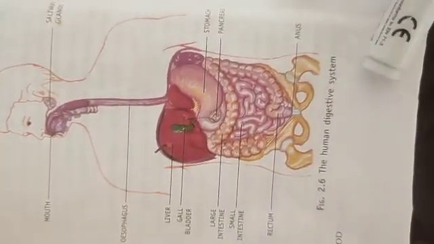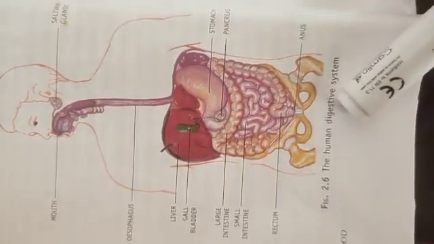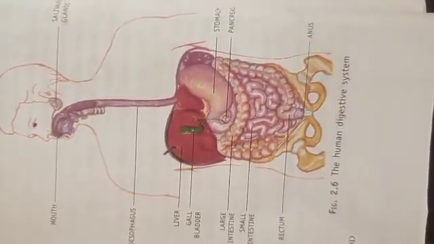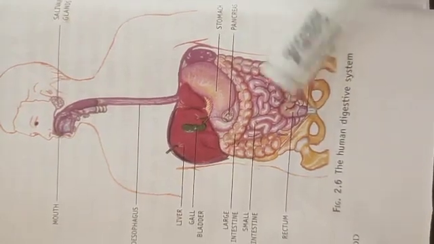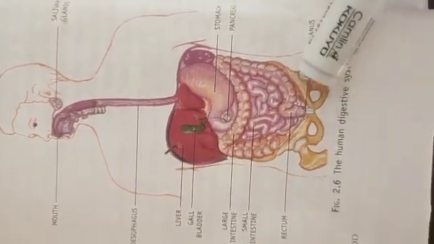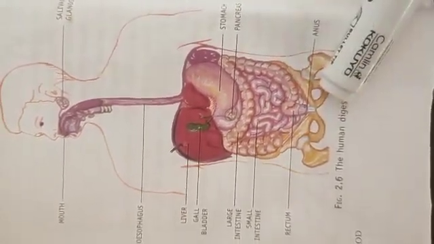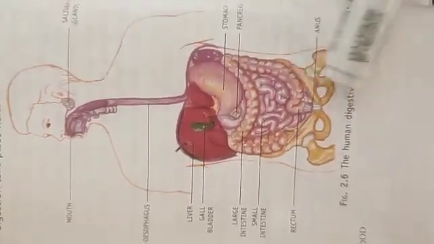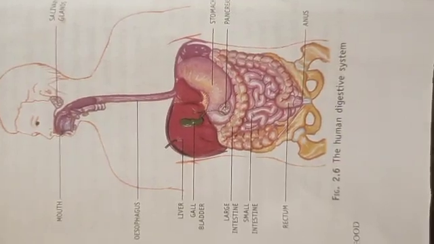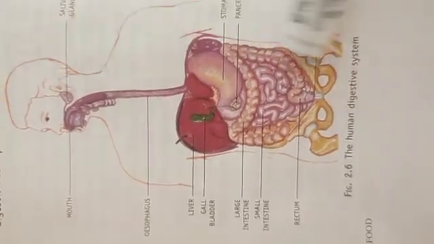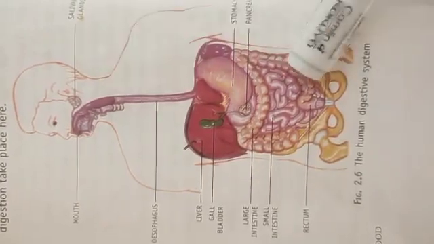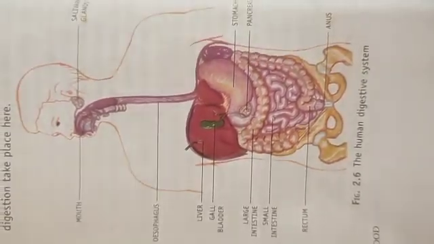In the large intestine, water is absorbed and undigested food is stored in the rectum. After that, this undigested food is passed out through the anus. So the lower part of the alimentary canal is the anus. This is all about our digestive system. See it and remember different parts of it.